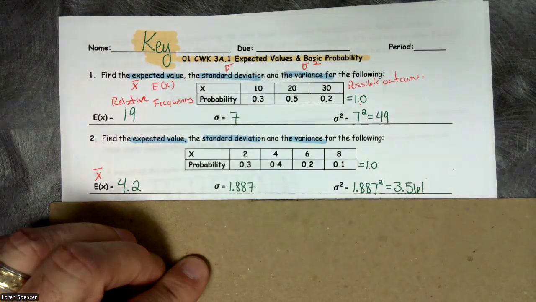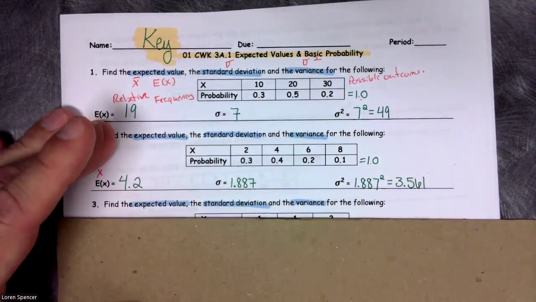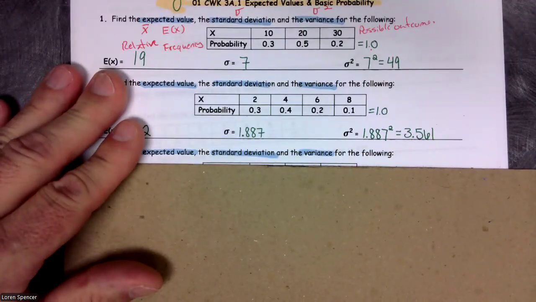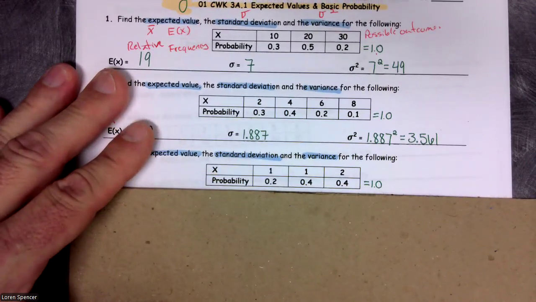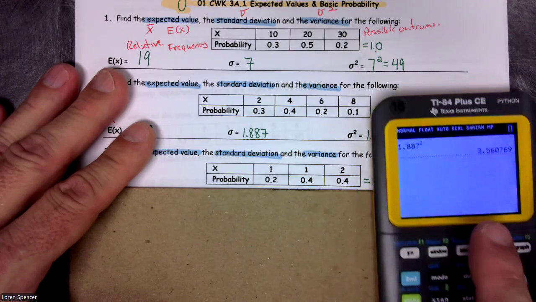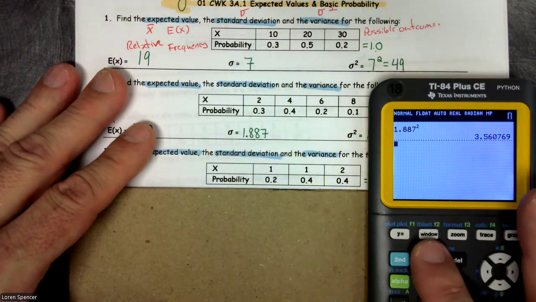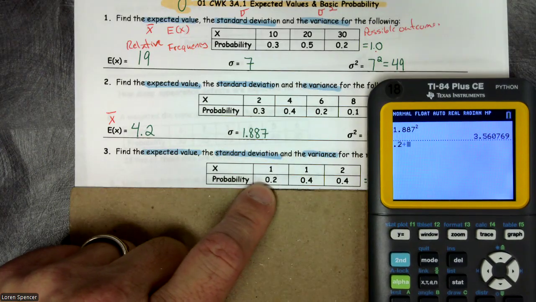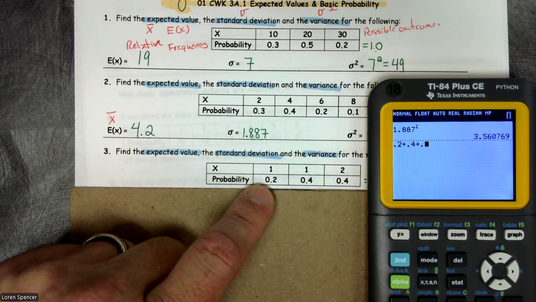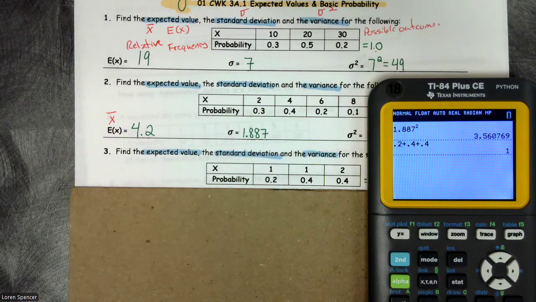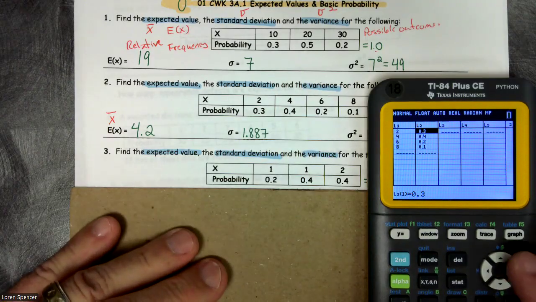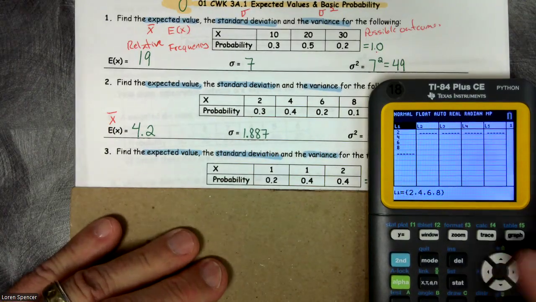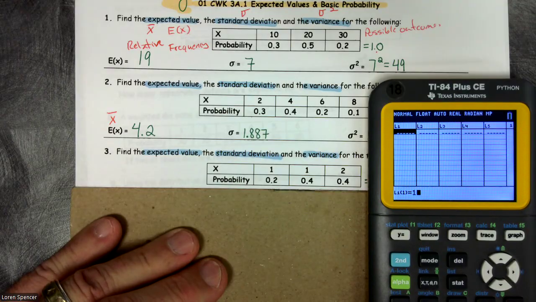Continuing on. Find the expected value and standard deviation and the variance for the following. Once again, let's verify, is this a valid probability distribution? Does it add up to 1? 0.2 plus 0.4 plus 0.4 is one whole. So we're going to go to Stat Edit.